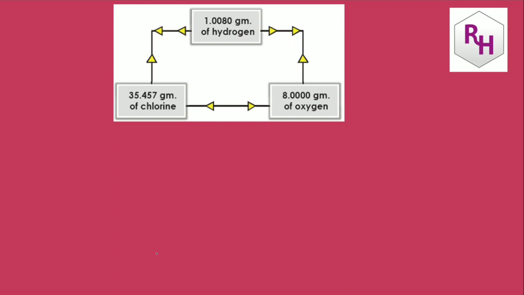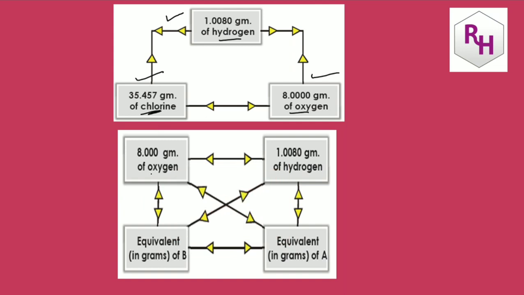Now, this can also be given like this. The number of parts by mass of a substance which will combine with 1.008 grams of hydrogen or 8 grams of oxygen or 35.45, nothing but 35.5 grams of chlorine. So the equivalent mass of any substance A is the mass that can displace this much hydrogen or this much oxygen. Nothing but the equivalent mass of A displacing the equivalent mass of B. That is also how you can define it.